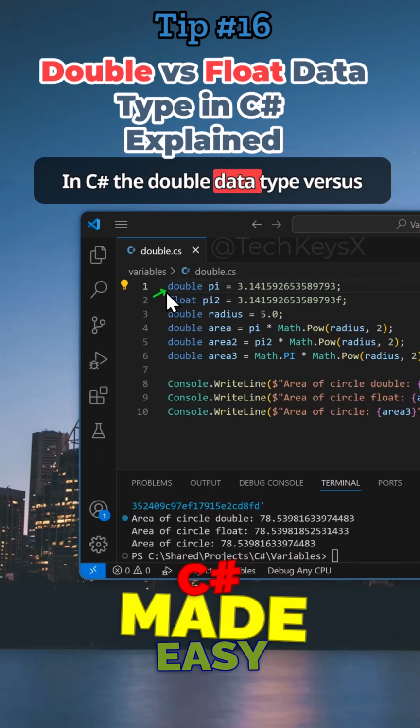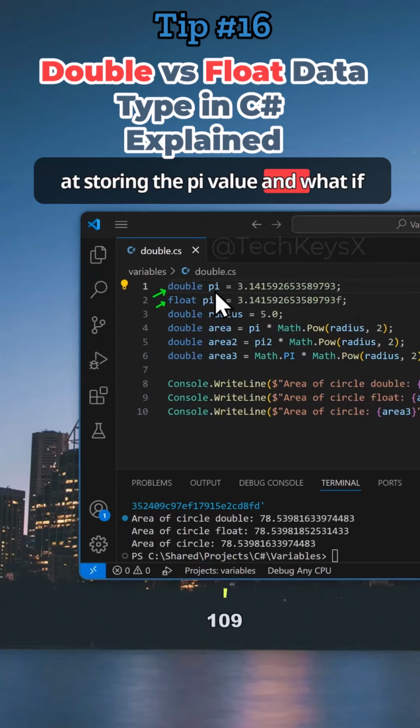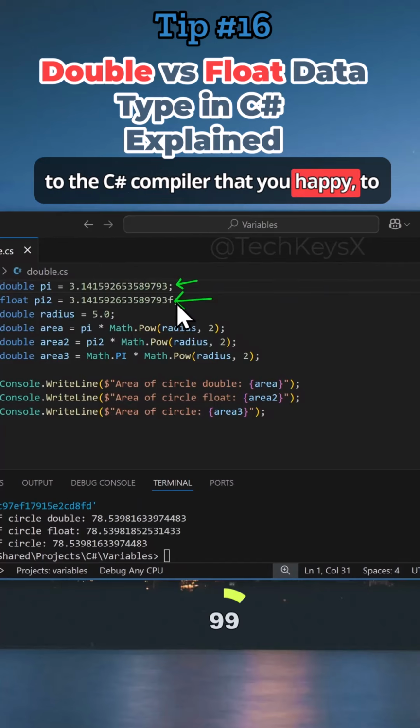In C Sharp, the double data type is more precise than the float data type. So let's have a look at storing the pi value and what difference it makes overall. When you have the pi value, which is this value over here, notice for the float, I am using the suffix f, which indicates to the C Sharp compiler that you're happy to lose the precision of this number and it processes it.